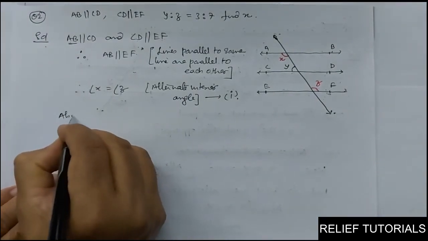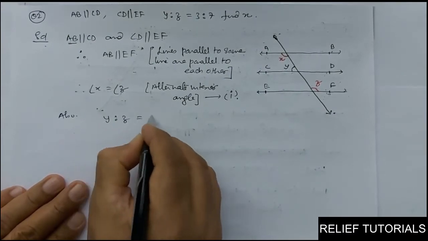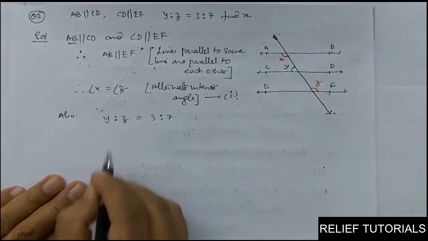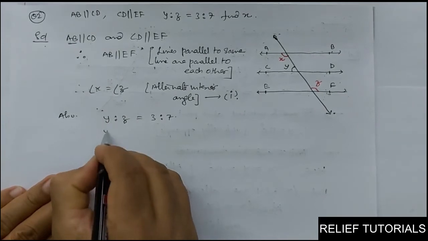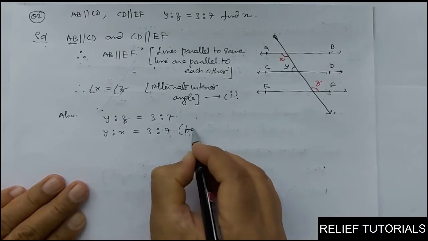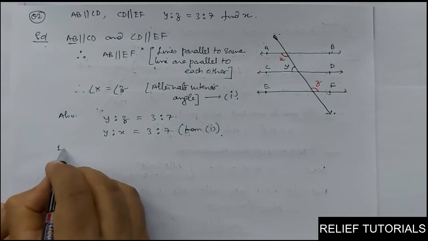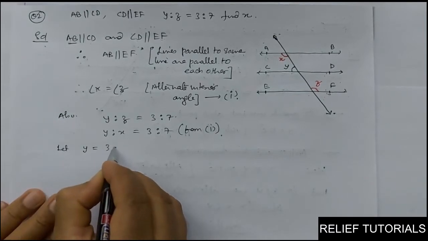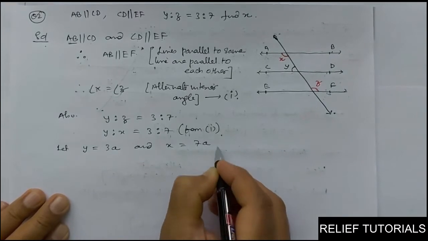Also, what is given? Y is to Z is equal to 3 is to 7. But Z is equal to X. So in place of Z, I can write X. So I can say Y is to X is equal to 3 is to 7, from 1. So let Y be equal to 3A and X be equal to 7A.